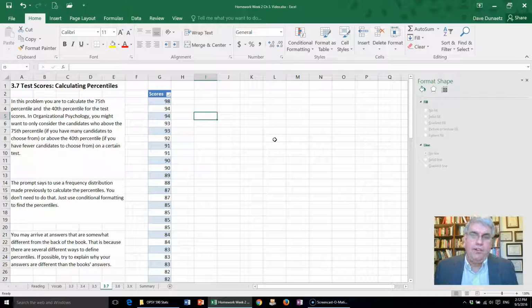Now, this has an organizational psychology application because you might only want to use candidates who are above the 75th percentile if there's a lot of candidates and you want to eliminate some. If you have fewer candidates, you might only want to consider those above the 40th percentile. So this is a pretty good type of question to ask.